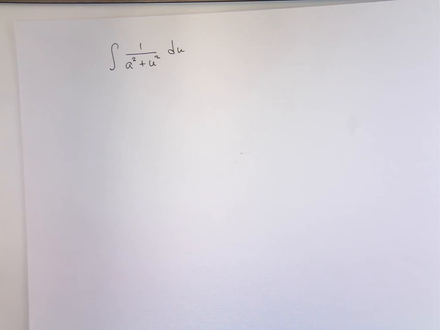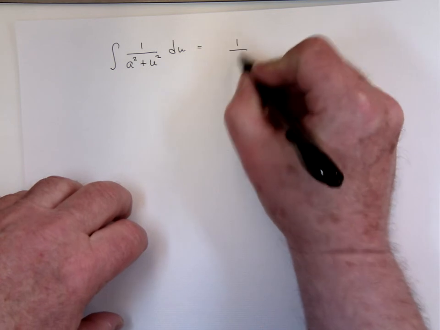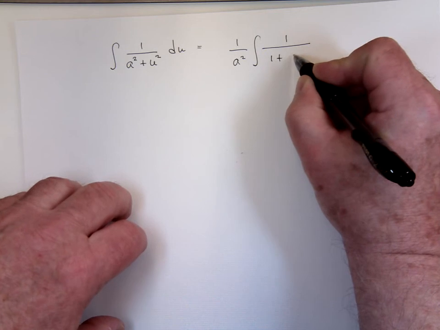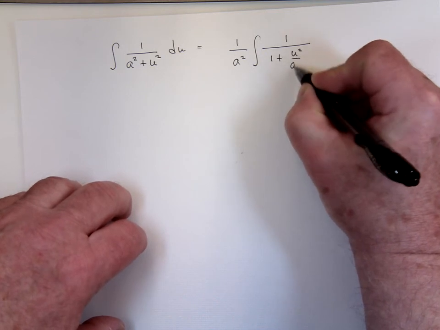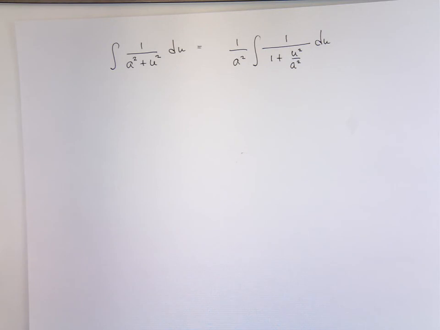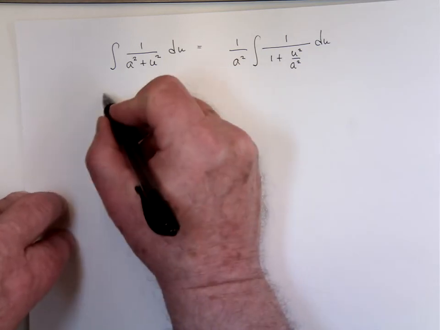What am I going to do first? I'm going to take out the a squared. This is going to become u squared over a squared du. When I multiply it through, I'm going to get what I started with. Now, consider this as 1 over a squared.